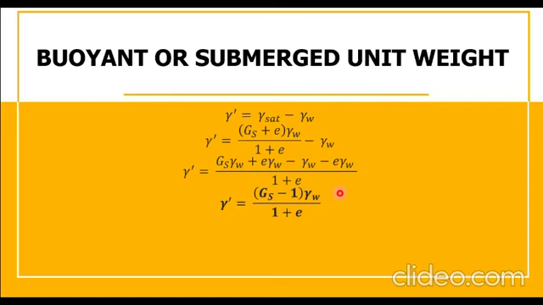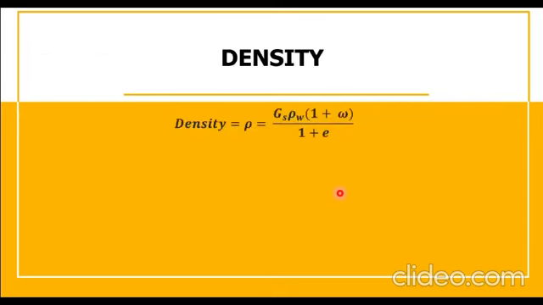And then, in terms of density, palitan lang natin yung unit weight natin ng unit weight of water. Gawin lang natin siyang density. So, that's why the density of soil is equal to G plus G density of water multiplied by 1 plus moisture content all over 1 plus E, or pag sinulat natin siya, this will be equal to G plus G omega or GMC over 1 plus E multiplied by density of water.